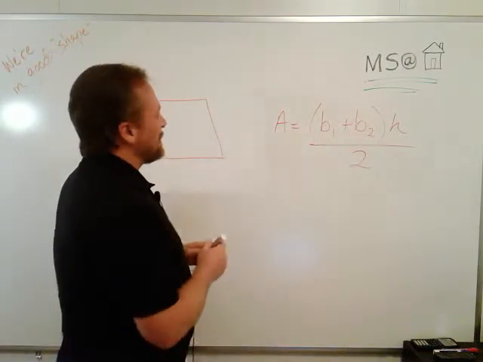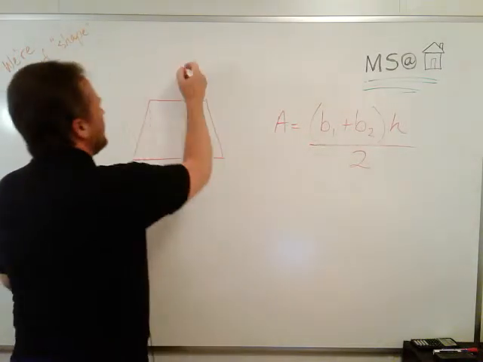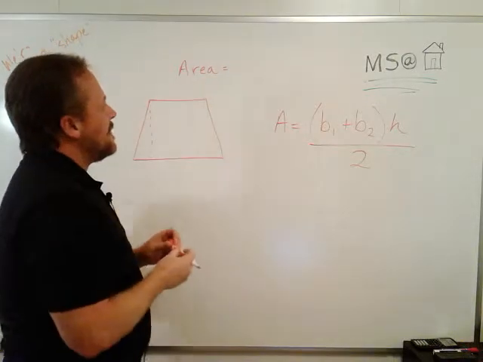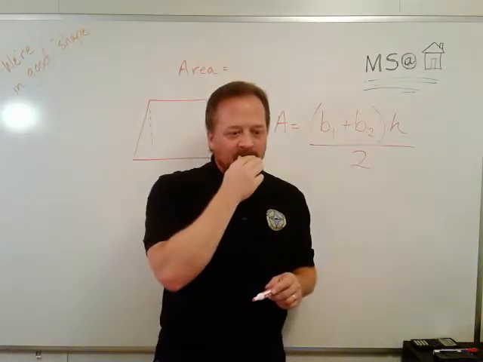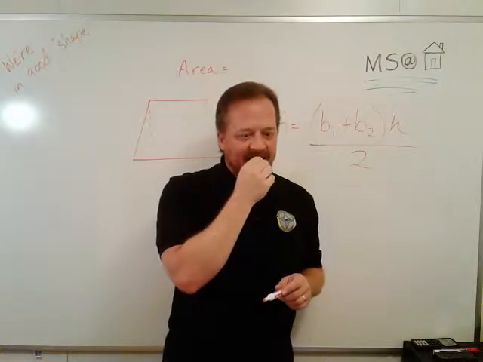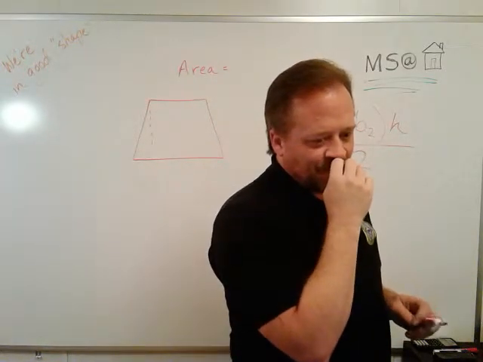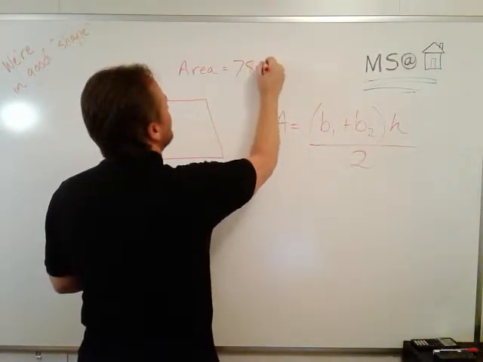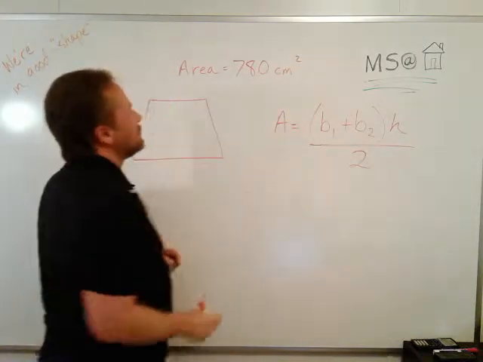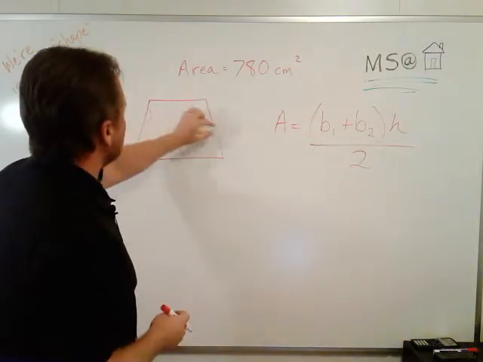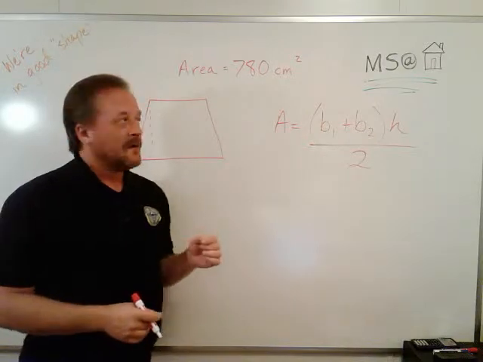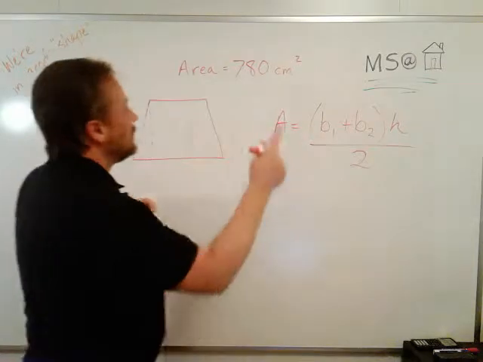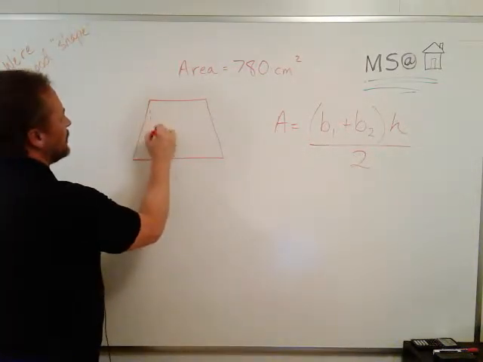Okay, so now I'm going to say that this trapezoid, I already know has an area of, let's make a big number. Let's make it 780 centimeters squared. 780 little centimeters in this trapezoid, okay? Let's say that the height, this number right here, is 8 centimeters.